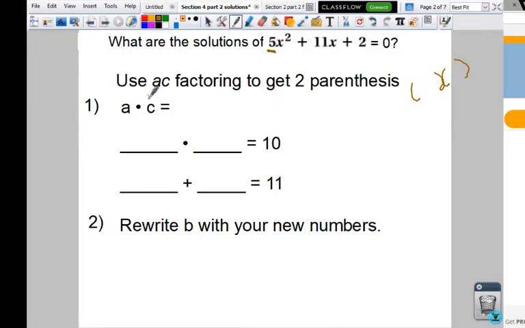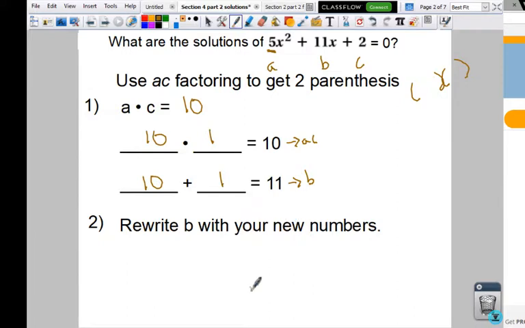So, we are going to use AC factoring. We're going to go over all the steps again. First thing is do A times C. Remember, you got A, B, C. You do A times C. 5 times 2 is 10. I want to know what times what is 10 and adds up to the number in the middle, which is B. So, 10 and 1, right? 10 and 1, that part's pretty easy.